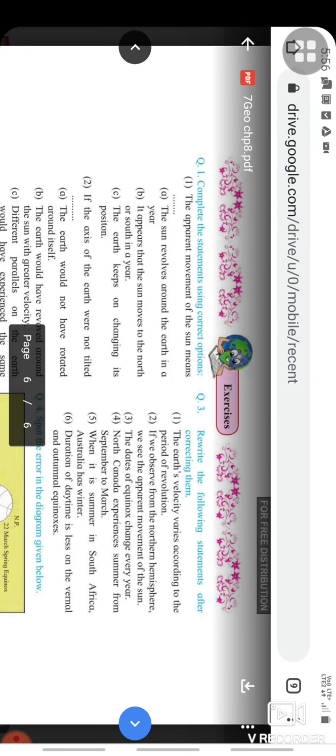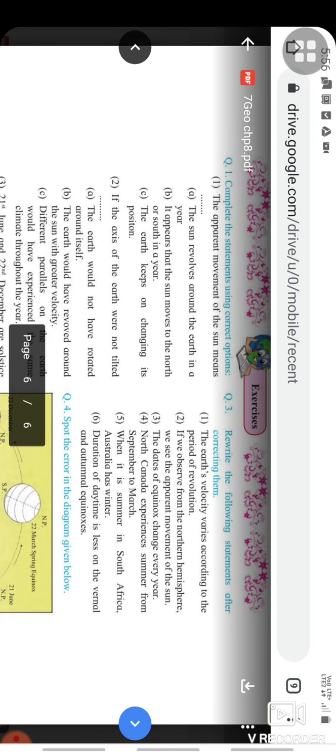Okay, now let's come to the exercise. The first question is about completing the statements using correct options. The first is, the apparent movement of the sun means: Option A, the sun revolves around the earth in a year. Second option, it appears that the sun moves to the north or south in a year. And the third, the earth keeps on changing its position.